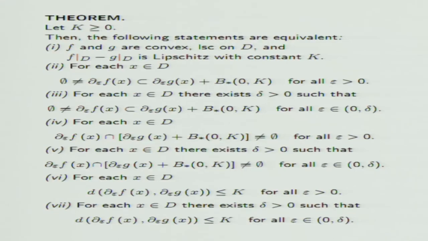Another interesting observation is that some of the statements here are symmetric. For instance, 1: f minus g is Lipschitz if and only if g minus f is Lipschitz. The same with many others, but this is not the case with statement 2 and statement 3. But because they are equivalent, then we get the symmetry, which means we can interchange f and g here and here, everywhere.